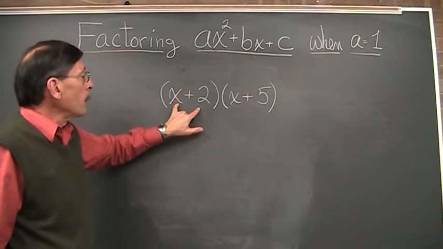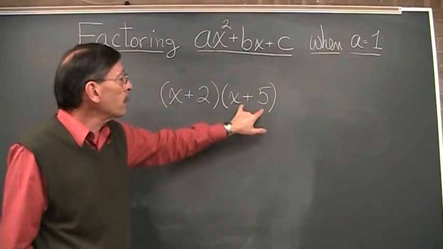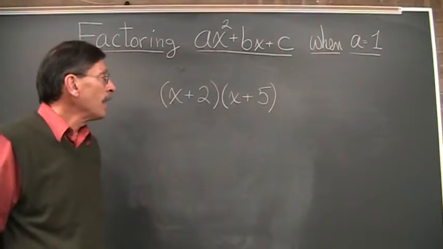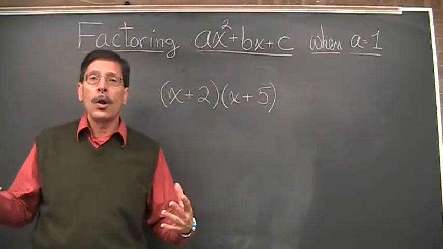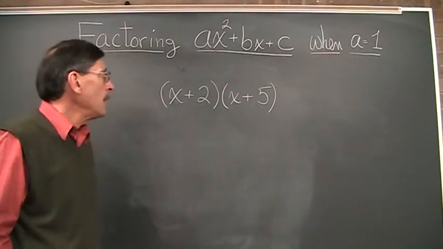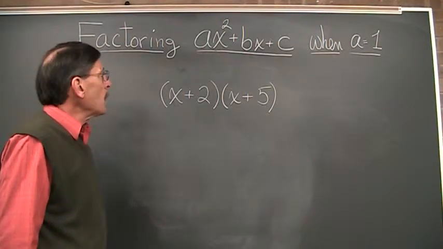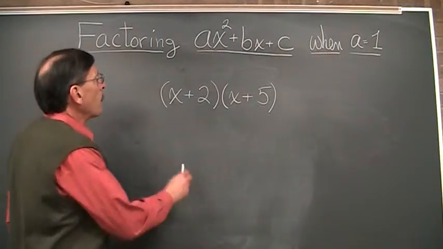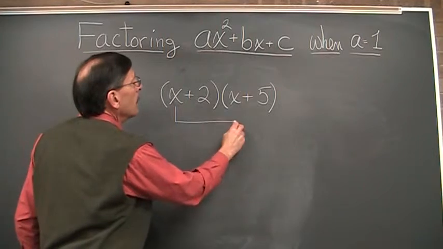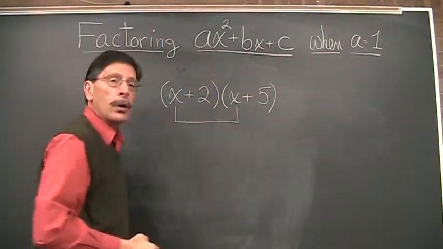Now this is a binomial. It has two terms. This is a binomial. It has two terms. So I'm multiplying a binomial by a binomial. And you may recall the FOIL rule. You may have heard the term FOIL before. Well, to perform this multiplication, we begin by multiplying the first term in this binomial by the first term in that binomial.